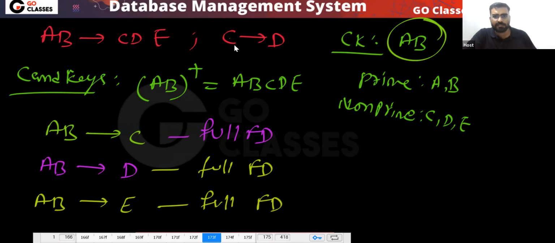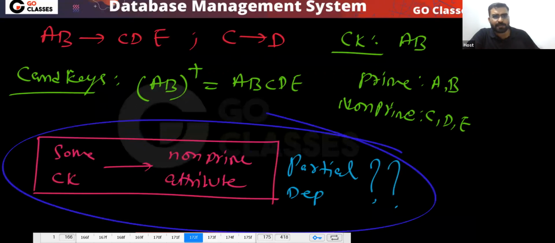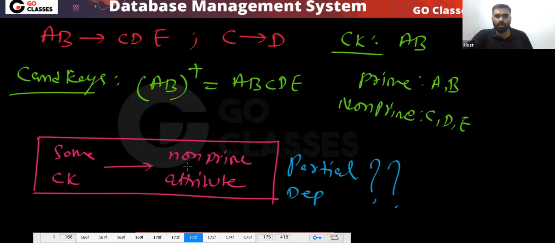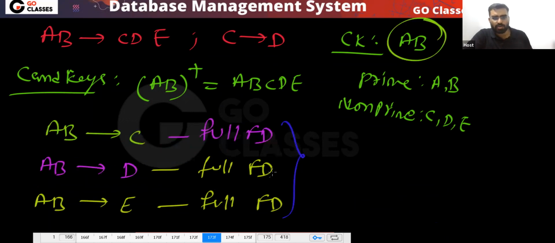So can you notice that? There is no such partial dependency. Is there such a partial dependency? The only candidate key is AB, and for a non-prime attribute, this type of partial dependency we do not have. Agree? Not in R. So this R is in 2NF.